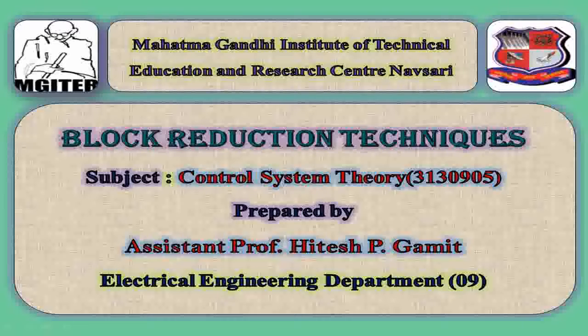As we already know, a control system consists of mathematical models. To show the function performed by each component, we generally use a block diagram. Thus, in order to analyze a complex control system, it is much desirable to reduce the block diagram into simple terms by means of block reduction techniques. Let's see.